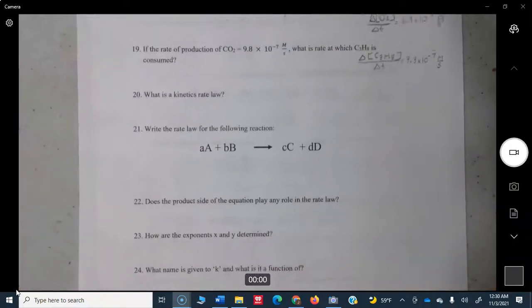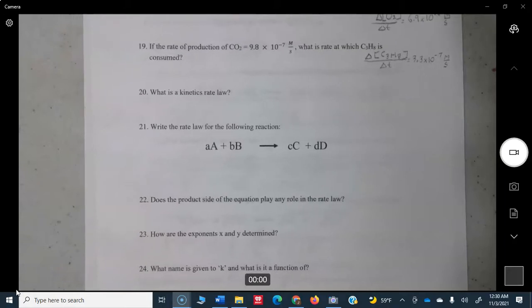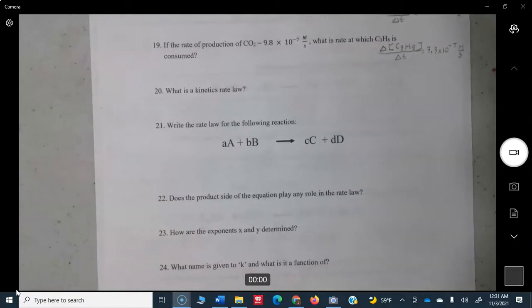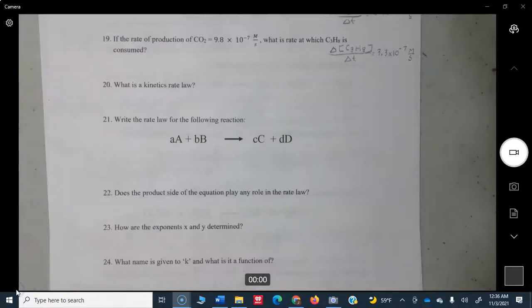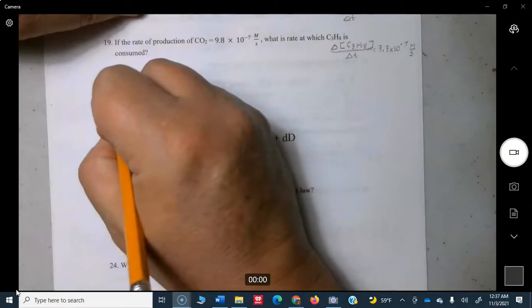All right, number 20, what is the kinetics rate law? That's straight out of the video, but it's basically the law that will tell you at a specific moment in time how fast the reaction will be going based on three things: the rate constant K and what the concentrations of the reactants are. So let's go ahead and write that out. What is the kinetics rate law? I'll just write it out.